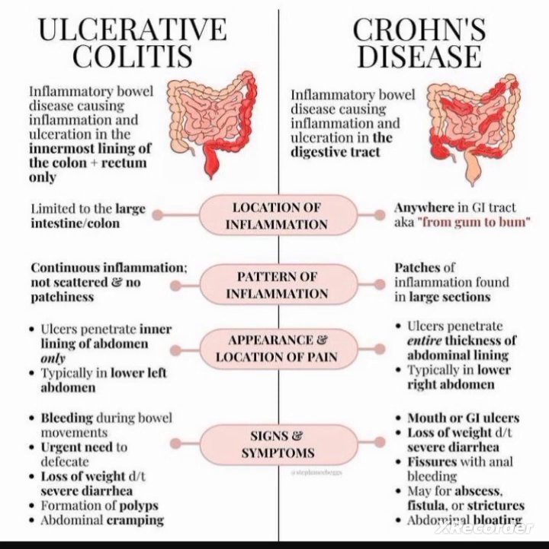Then regarding the signs and symptoms: bleeding during bowel movements, urgent need to defecate, loss of weight, severe diarrhea, formation of polyps, abdominal cramping. These are all signs and symptoms of ulcerative colitis. In Crohn's disease, there will be mouth or GI ulcers, loss of weight, severe diarrhea, fissures, anal bleeding, abscess, fistula, strictures, abdominal bloating. All these features can be seen in Crohn's disease.